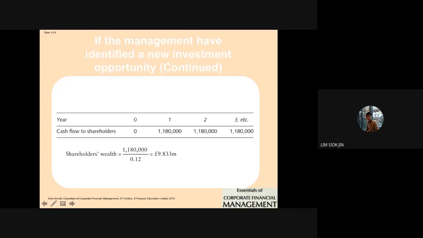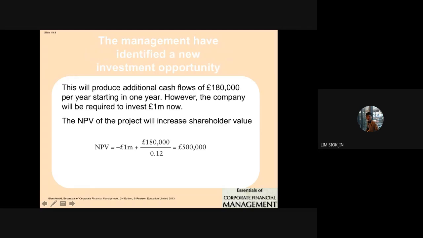This is a perpetuity formula, right? That means this 180,000 will go on forever. So the net present value from this project is 500,000. Now the question is, is this project acceptable? Should you take this project?